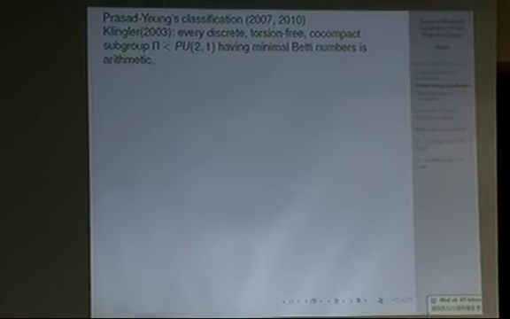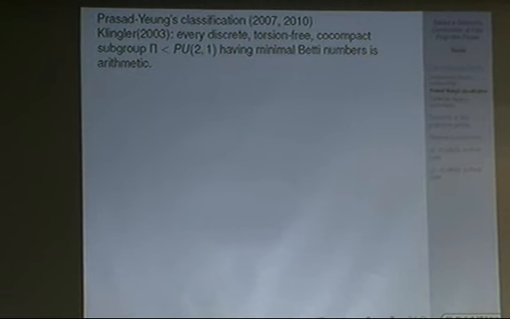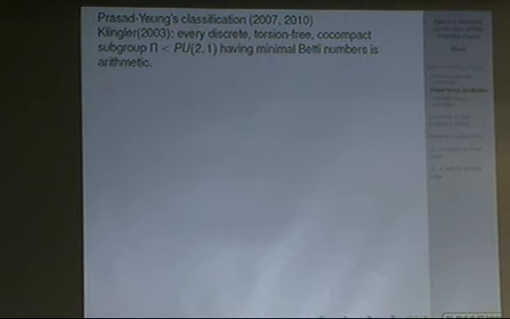And then Prasad-Yeung's classification came in. Their first paper appeared in 2007 in Inventiones, and their addendum appeared last year, 2010. So their classification was motivated or initiated by Klingler's work: every discrete torsion-free cocompact subgroup having minimal Betti numbers is arithmetic.